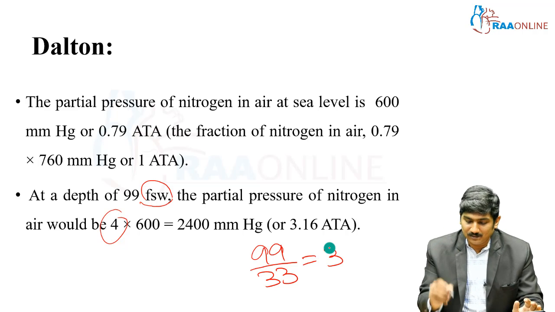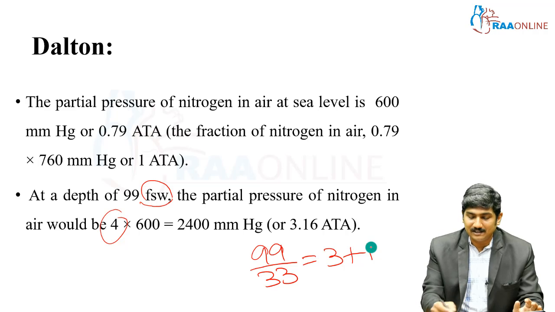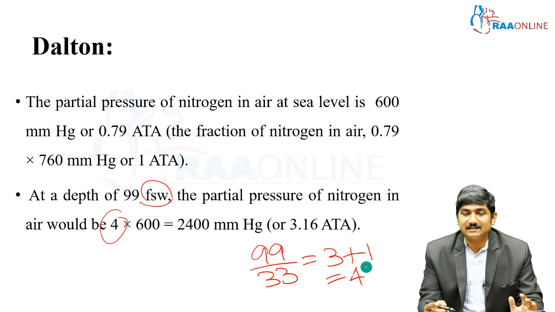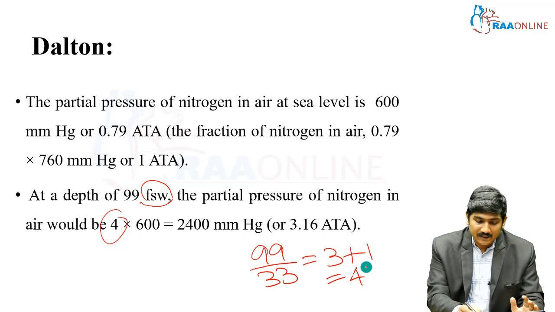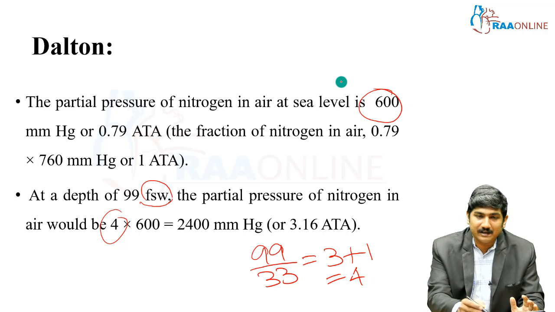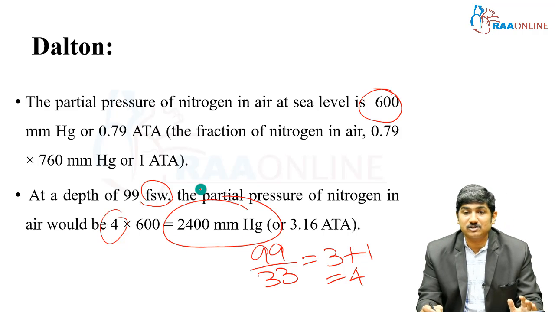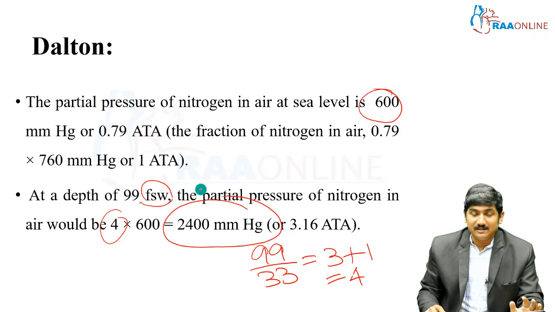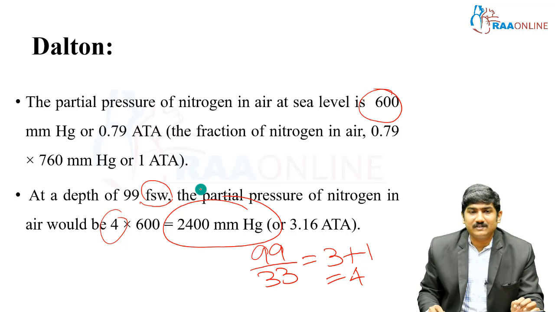At sea level it means plus 1, right? So from the sea level only he is jumping. So 1 plus 3 is equal to 4. So 4 times whatever the nitrogen is giving us at sea level, he is going to face at the depth of 99 feet. That is, going from 600 mmHg, it's going to 2400 mmHg as the partial pressure of nitrogen. So severe is going to be the partial pressure of nitrogen. So why are we reading this? Why are we worried about the partial pressure of nitrogen here?